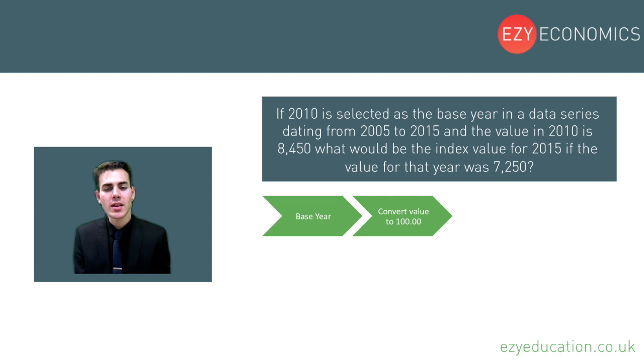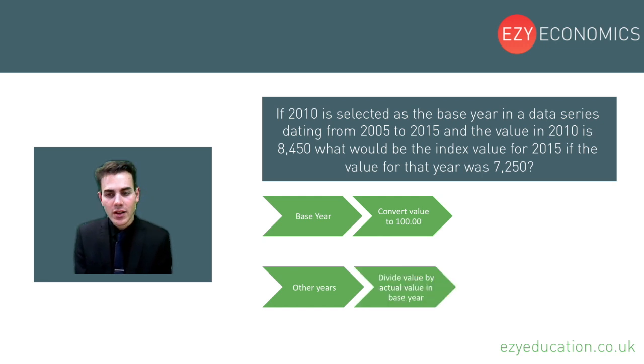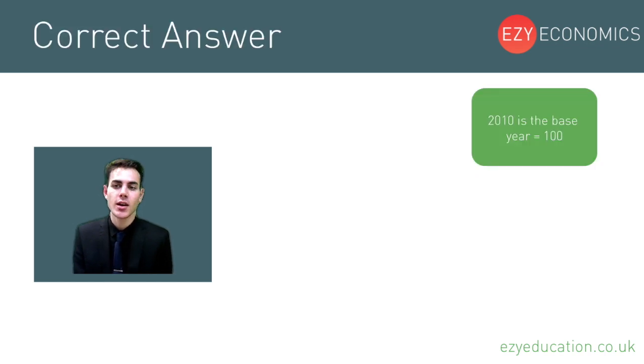But when we want to calculate index numbers for other years and compare it to that base year, like what we want to do with 2015, to calculate the index value for that, we have to take the other years, divide them by the value in the base year, then we multiply by 100 to get into index number form, and then we round to 2 decimal points. So let's now do that for our particular question.